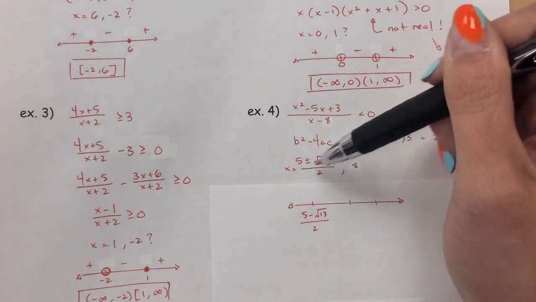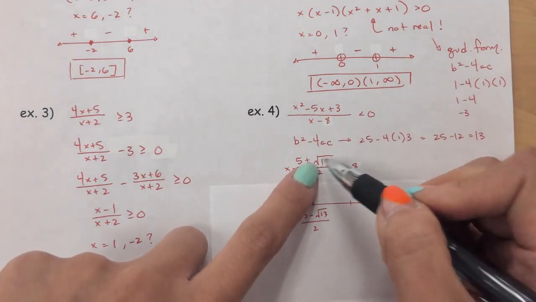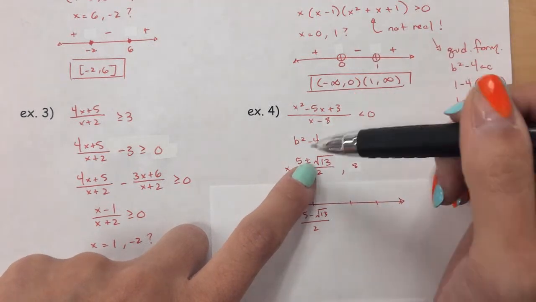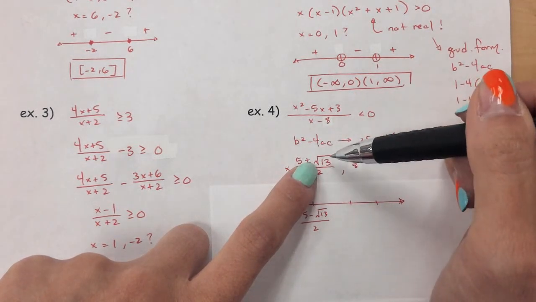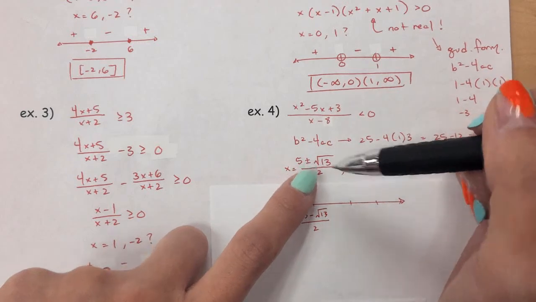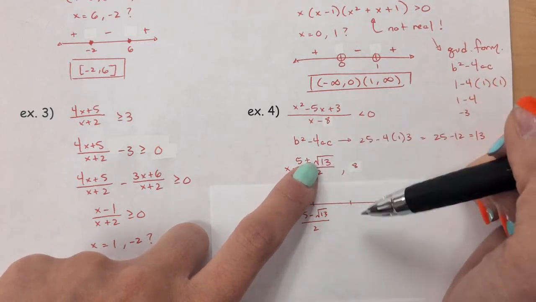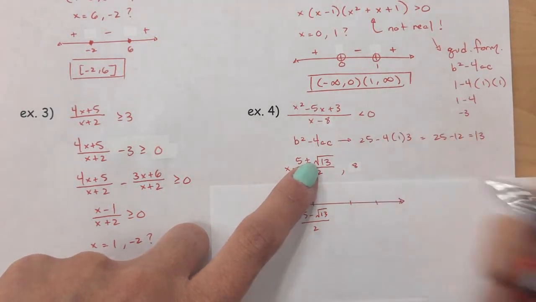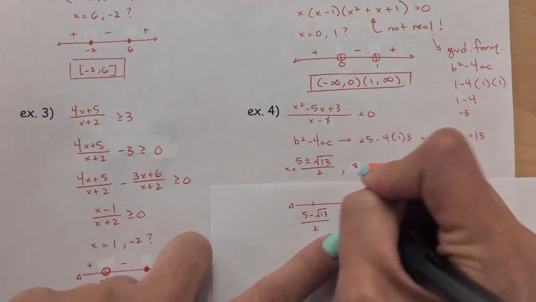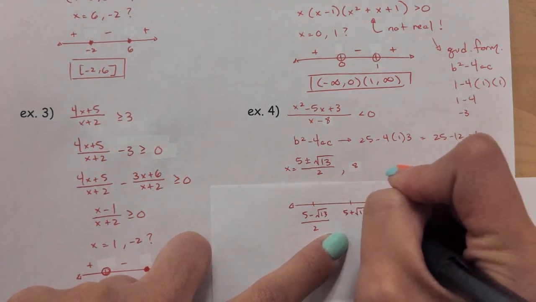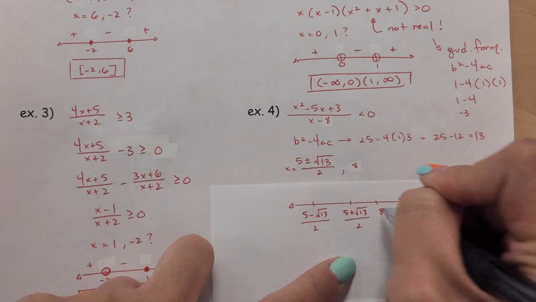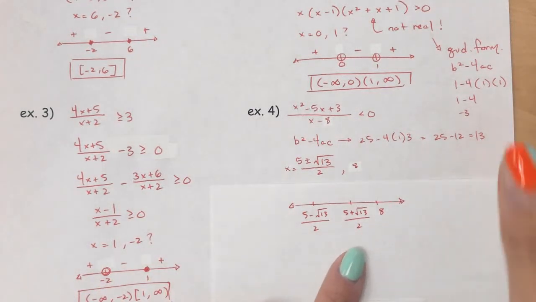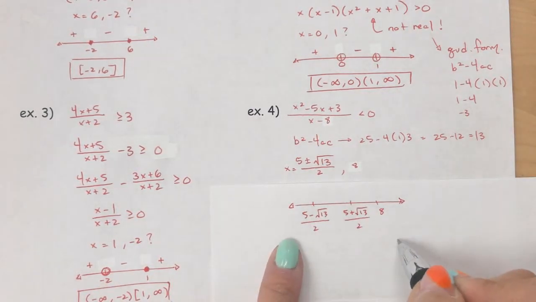So this whole thing, 5 plus root 13 over 2, is less than 2.5 plus 2, which is 4.5. So this positive version should be less than 4.5, which is definitely less than 8. So I know it goes right here, 5 plus root 13 over 2, and then the 8 goes over here. Okay, so you do have to figure that out on your own.